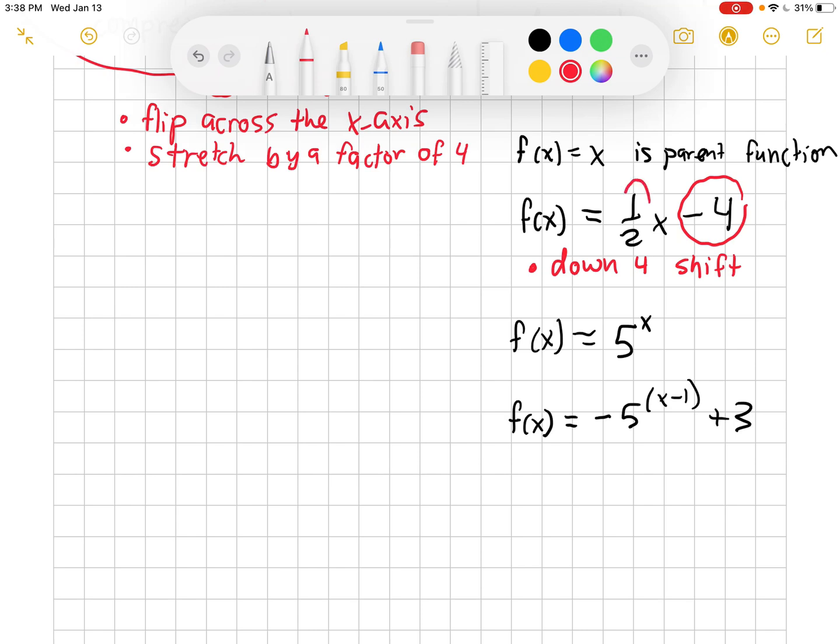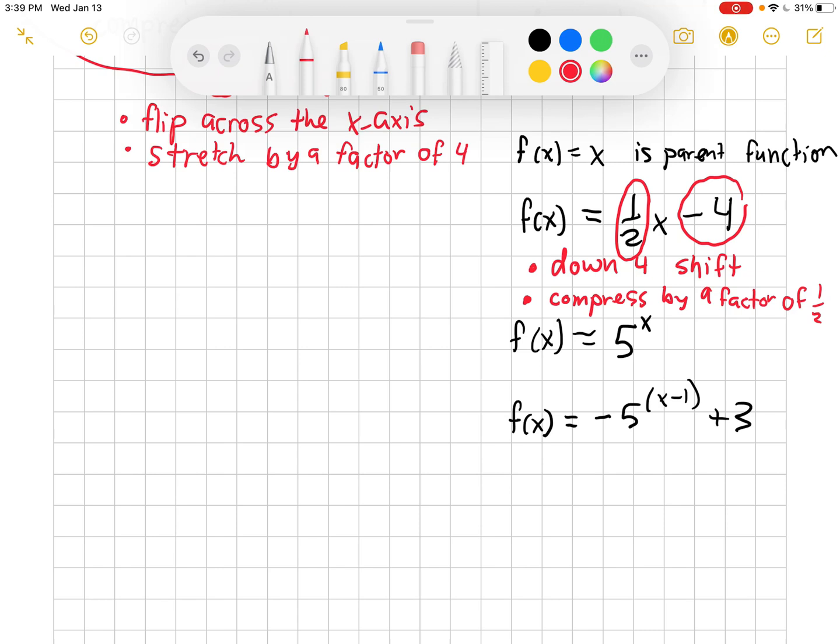All right, the next thing I'm noticing is we have a 1/2 here. That's one of the things that's different. 1/2 is a compression, so that's going to compress by a factor of 1/2.